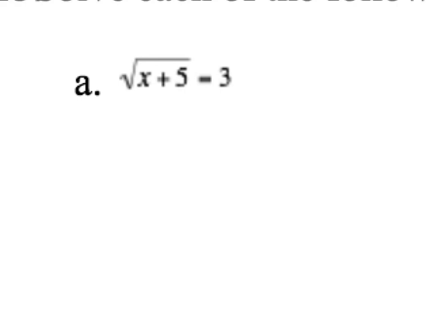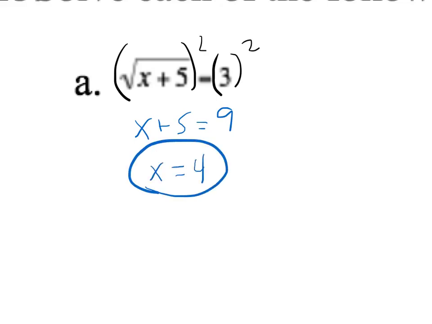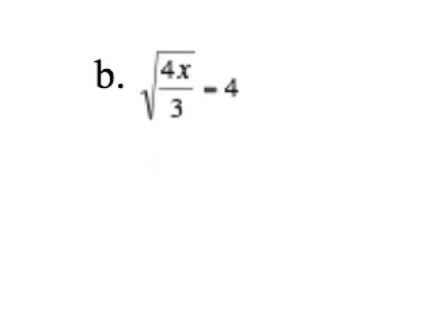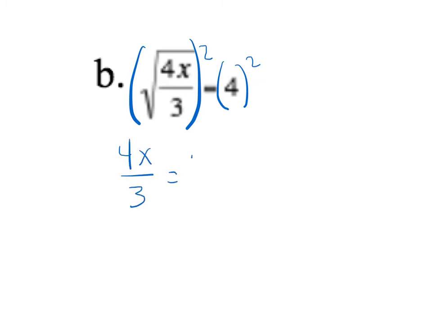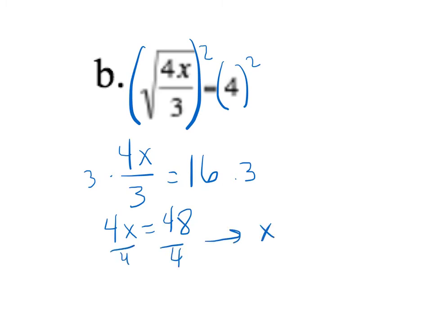These last ones we just need to solve. If you just have a square root, you're going to square both sides, and you'll get x plus 5 equals 9, so x is 4. Same idea here. Square both sides, and you'll have 4x over 3 equals 16. Multiply both sides by 3, and divide both sides by 4, and you'll get x equals 12.